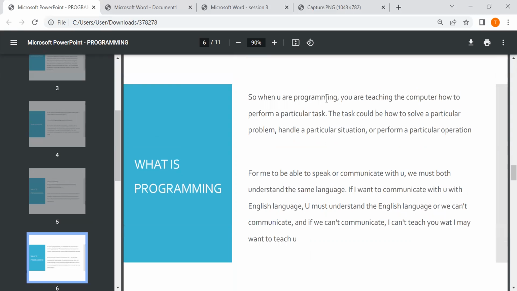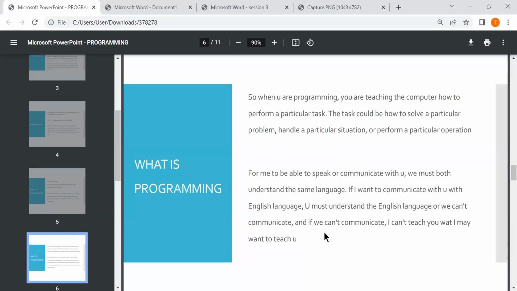So when you are programming, you are teaching the computer how to perform a particular task. The task could be how to solve a particular problem, handle a particular situation, or perform a particular operation. For me to be able to speak or communicate with you, we must both understand the same language. If I want to communicate with you in English, you must understand the English language, or we can't communicate. And if we can't communicate, I can't teach you what I may want to teach you.